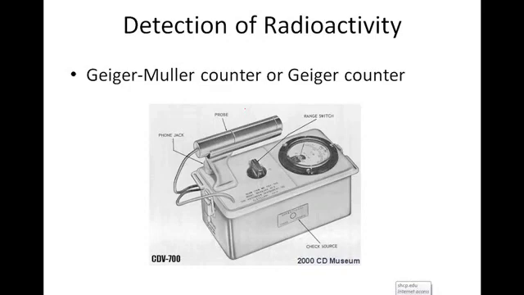In order to detect radioactivity or radiation, we use an instrument called the Geiger counter. The Geiger counter measures the amount of radiation being emitted by a certain specimen.